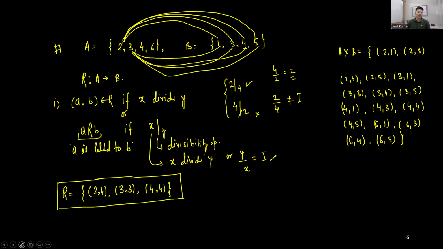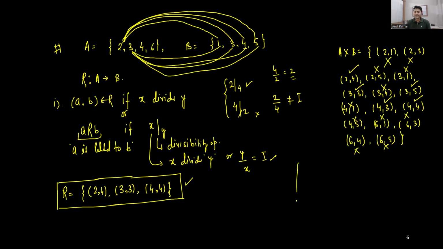Now, out of this A cross B, what are we supposed to choose? Those ordered pairs which satisfy the given condition. So we'll choose those ordered pairs which satisfy the given condition. 2 comma 1, will it be there in your R? The answer is no. This is not there. 2 comma 4, yes. So simply this is how you can do the cross and write all those pairs which satisfy the condition. So these are the three pairs which satisfy the given condition.